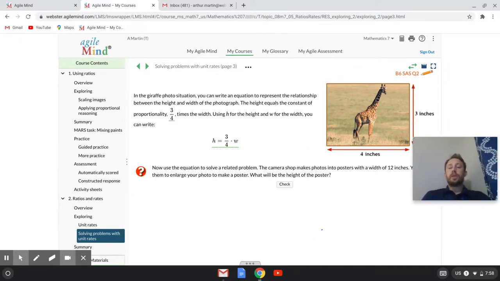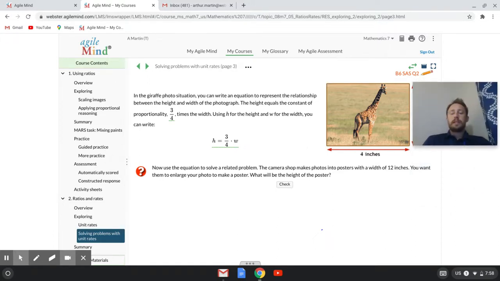So it says now use the equation to solve a related problem. Looking at this problem, it says the camera shop makes photos and posters with a width of 12 inches. You want them to enlarge your photo to make a poster. So how do we find the height of the poster? We want to do this using the equation. Now, I know most of us have already learned how to use mathematical reasoning, and we know that if they did 4 times 3 to get 12, we can do 3 times 3 to get 9. Well, we're going to basically do the same thing, but we're going to solve for h by taking 3/4 and multiplying it by our width.